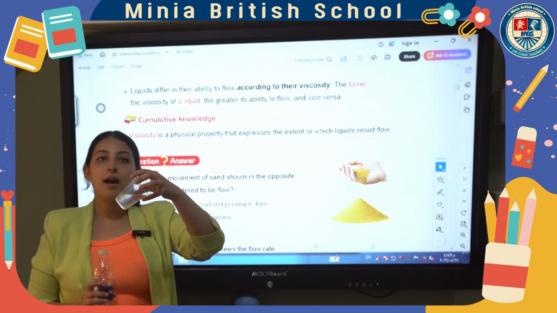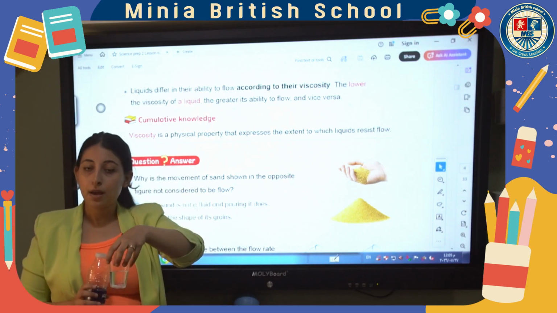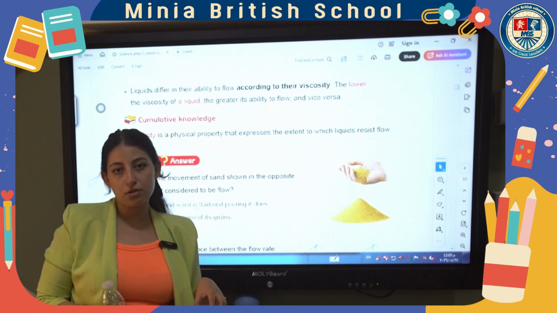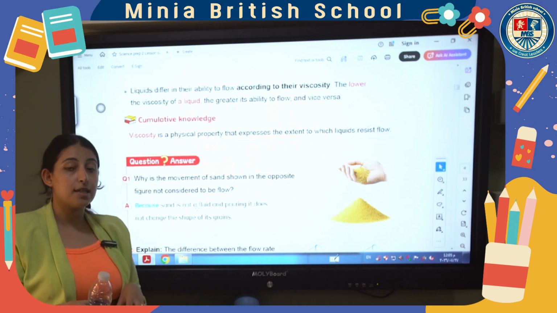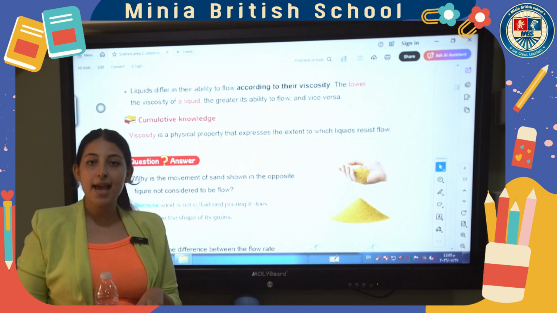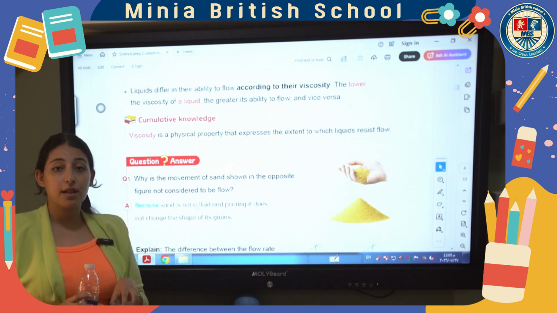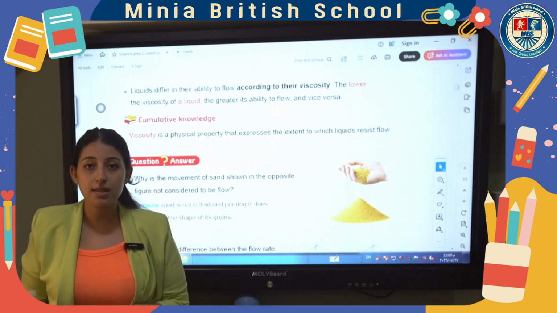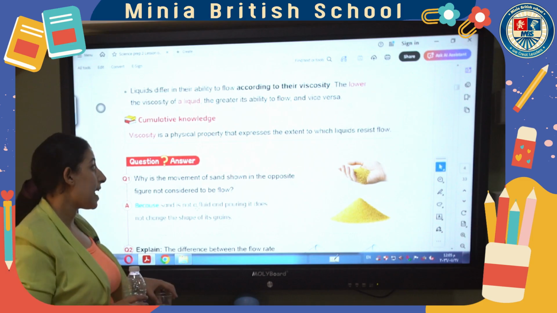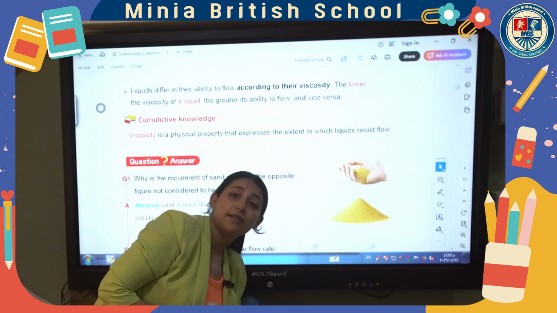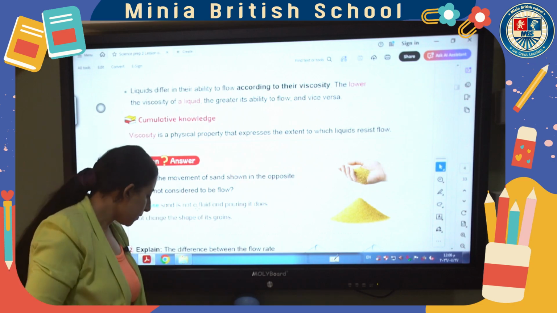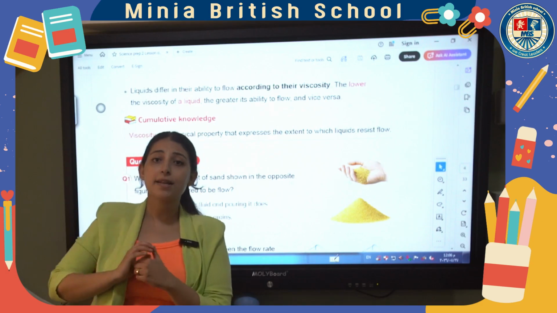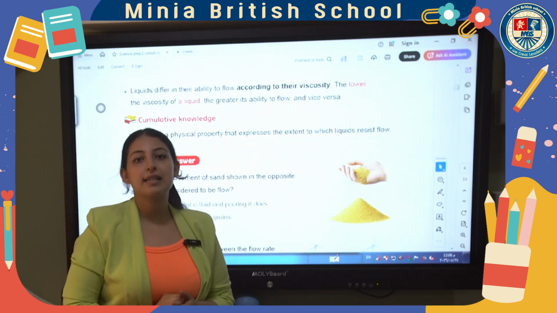Or to pour an amount of honey in the same cup. Honey has greater viscosity than the viscosity of what? Of water. So which one has greater fluidity? Of course, water. Water has greater fluidity than honey, while vice versa, honey has greater viscosity than that in water. So there is an inverse relation between fluidity and viscosity. By increasing the viscosity, the fluidity decreases, and vice versa. By increasing the fluidity, viscosity decreases.